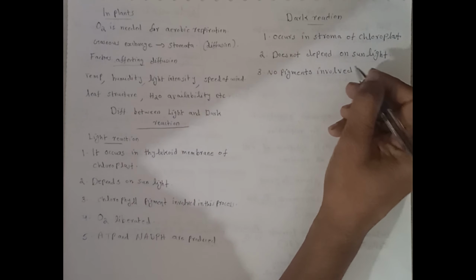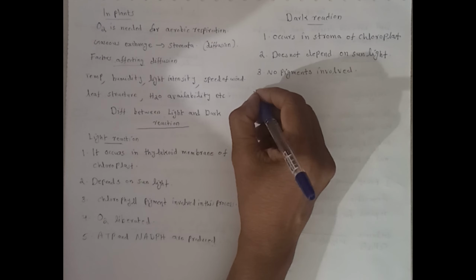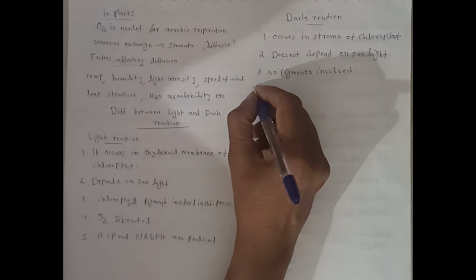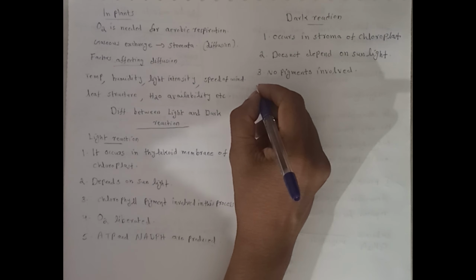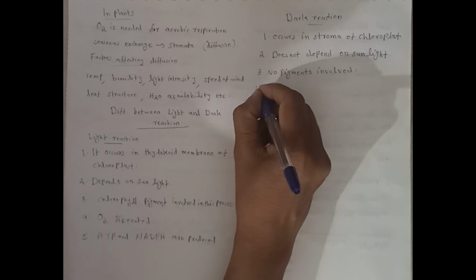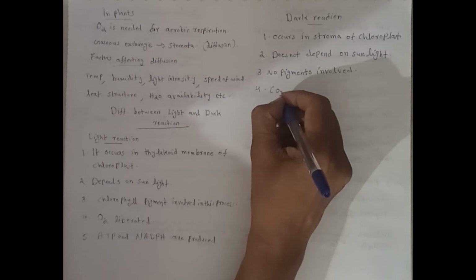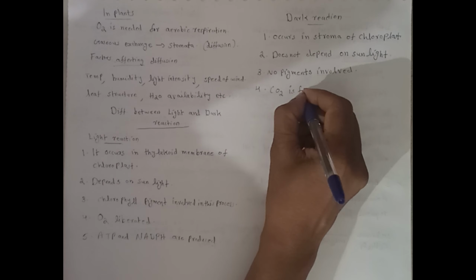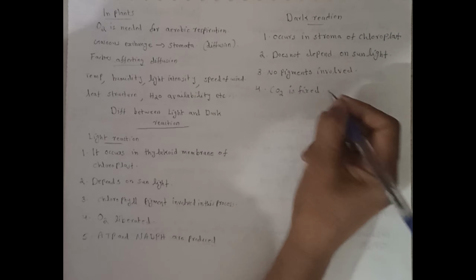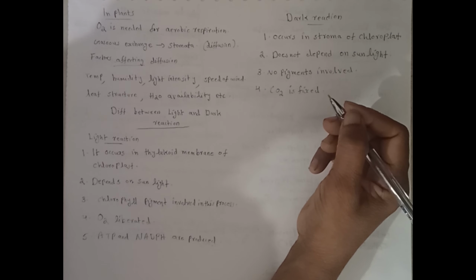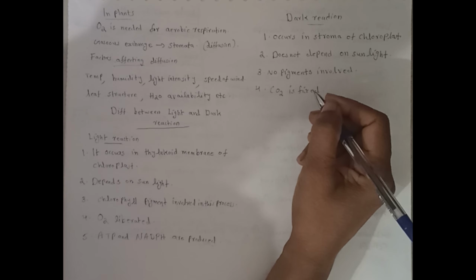Carbon dioxide is fixed. Plants absorb carbon dioxide from the atmosphere. In dark reaction, this carbon dioxide is fixed. Glucose is produced by using energy from ATP and NADPH.